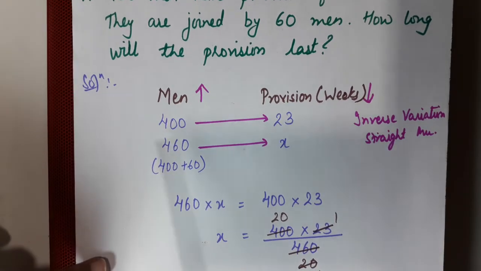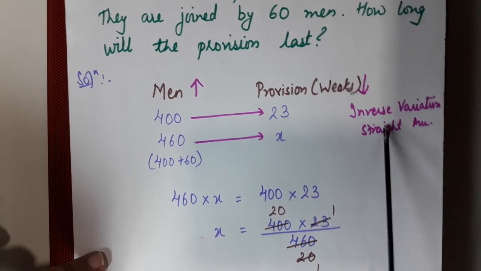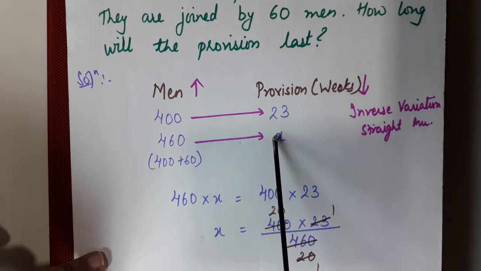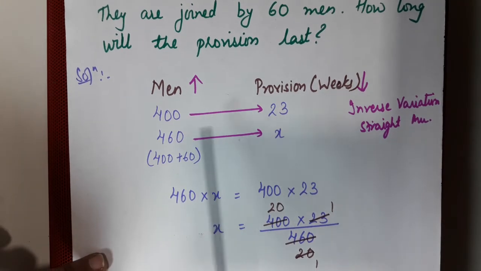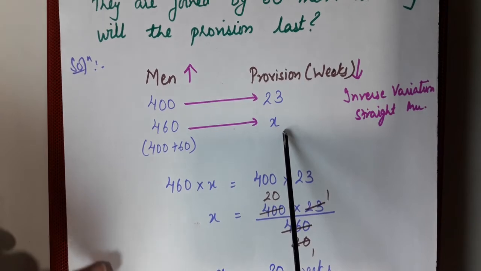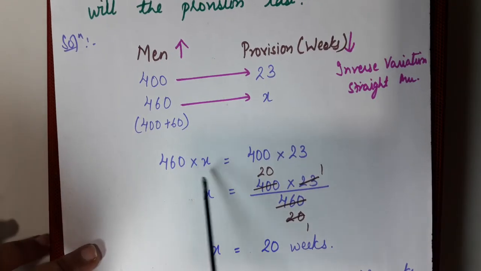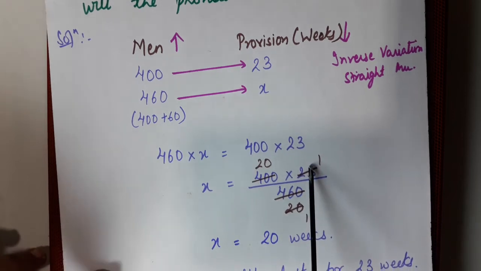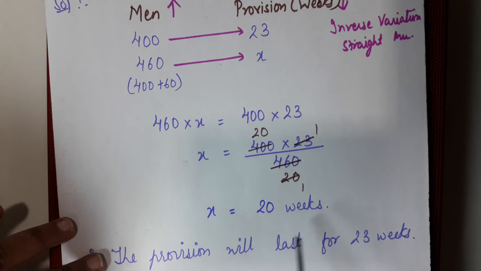Okay, so which type of variation? One increases, the other decreases. That means it is an inverse kind of variation. In inverse variation, what do we do? We do straight multiplication. So you have to multiply 400 by 23 and 460 by x. Again keep x towards the LHS. So 460 into x equals 400 into 23. 460 goes to the other side, reduce it, and you get 20 weeks.